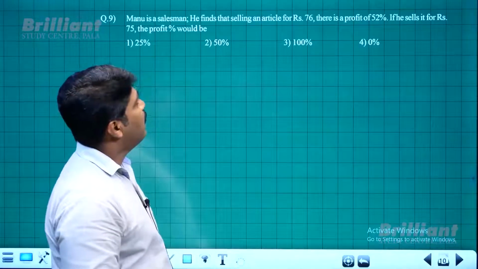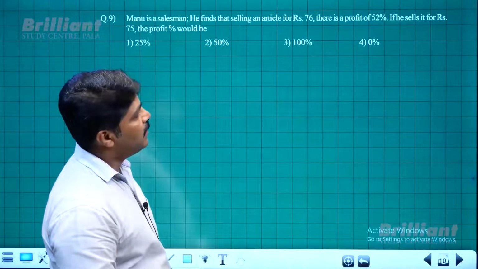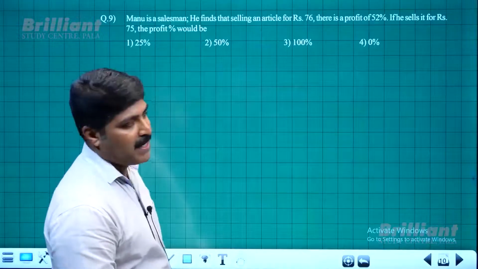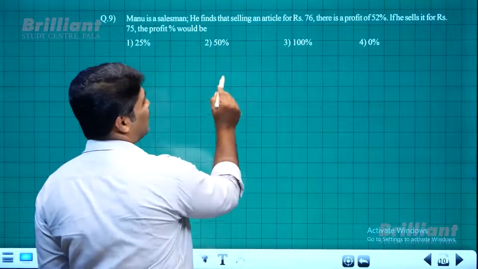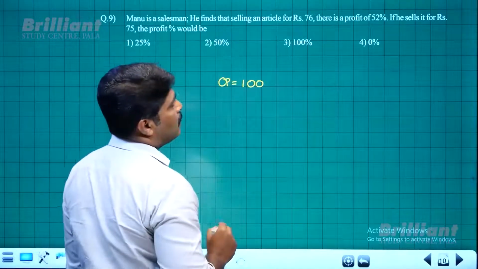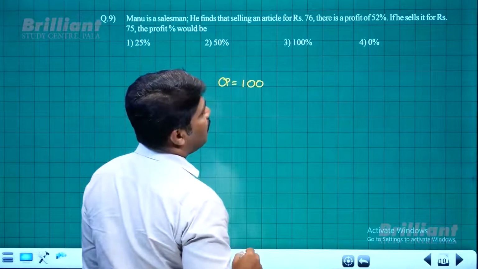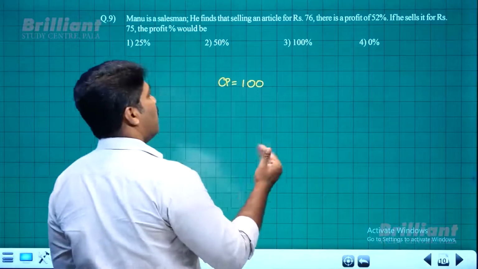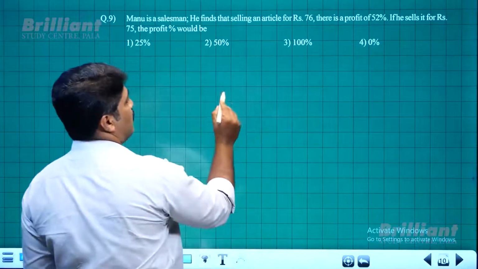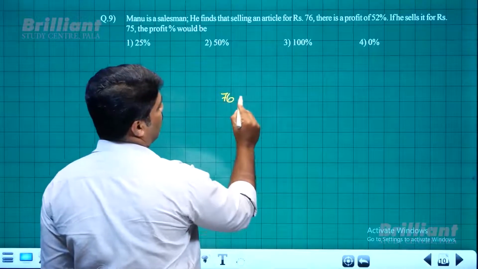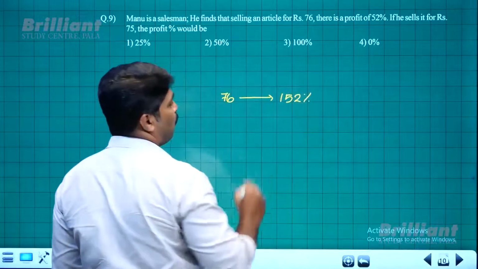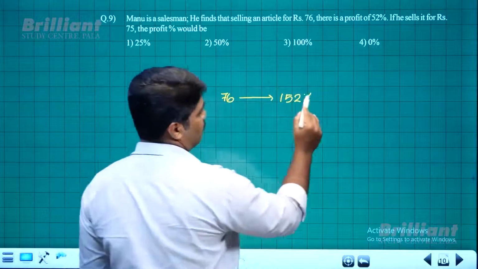Manu is a salesman. He finds that selling an article for ₹76, there is a profit of 52%. If he sells it for ₹75, the profit would be? Again, we can consider the unitary method. Here you just consider the actual cost price of this article as 100. So that means at 76, he made a profit of 52%. Here we have to consider the profit percent. Suppose he is selling it at 76 rupees, he made a profit of 52%. Then you can write it as 152% of cost price.